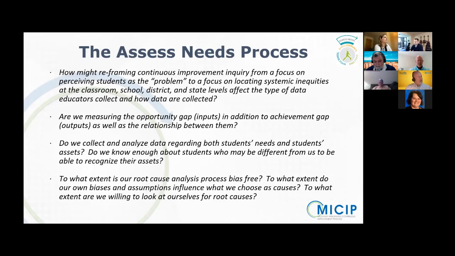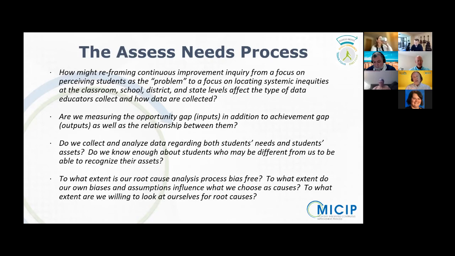This then again translates to collecting data on both students' needs and assets. And it's really nice to say that, yes, we want to look positively using assets, but are we capable of being able to look through that asset lens, especially for students who are different from us? Do we know enough about who they are as individuals to even be able to recognize what assets might look like from their perspectives, especially if those are perspectives other than our own?